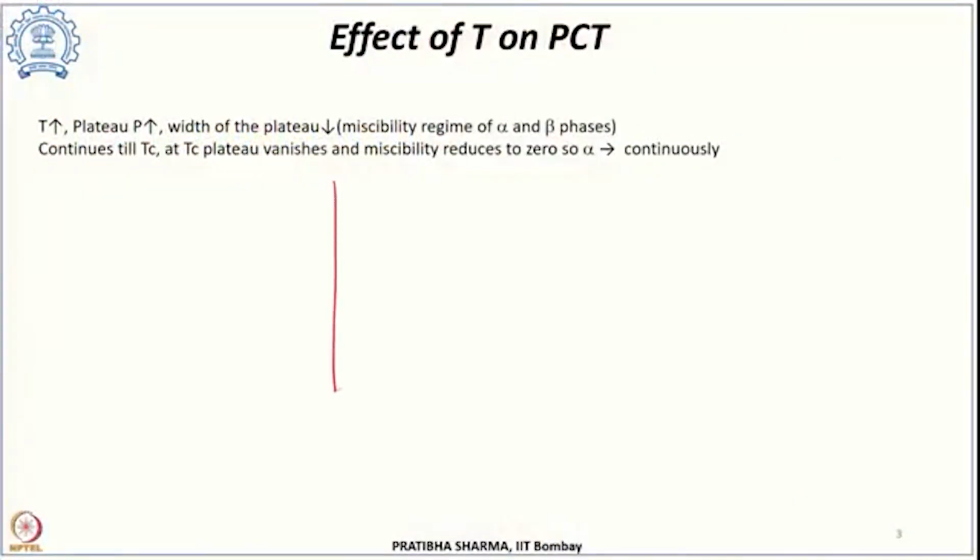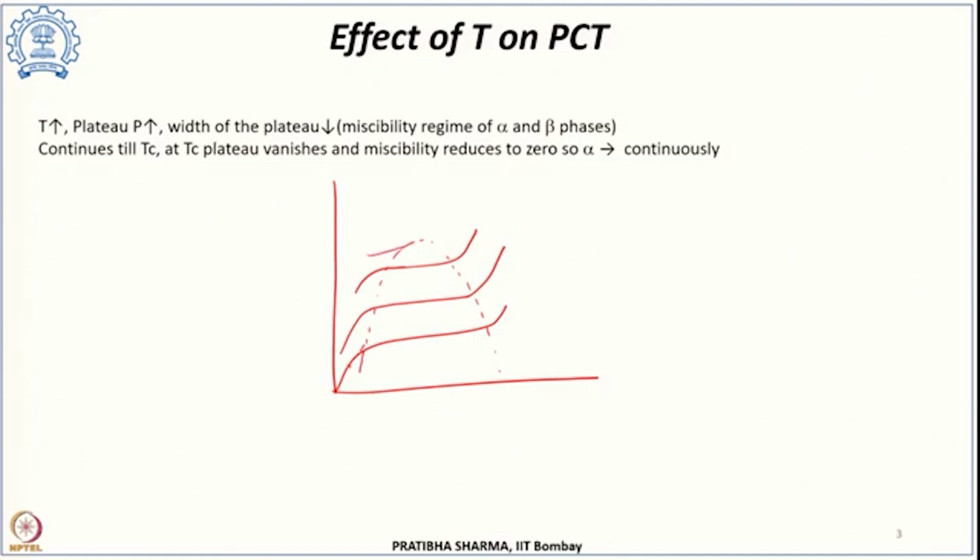So this was a pressure, composition, temperature isotherm which was drawn at a particular temperature. Now if we change the temperature of the system, this also changes. At another temperature we can get another PCT curve. So this is, let us say, at temperature T1, T2, T3, and this is at the critical temperature. So this is when the pressure is plotted against the concentration.